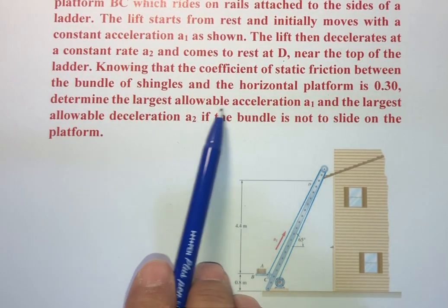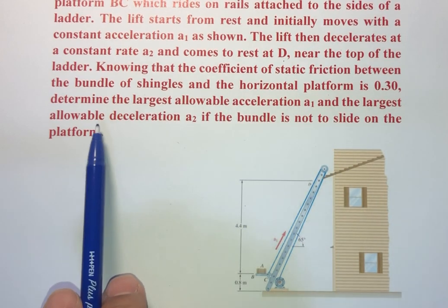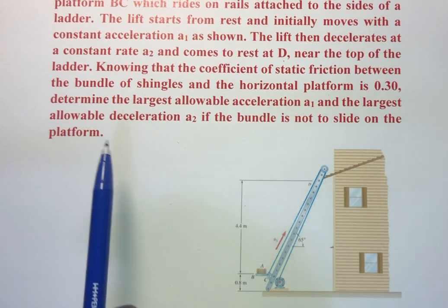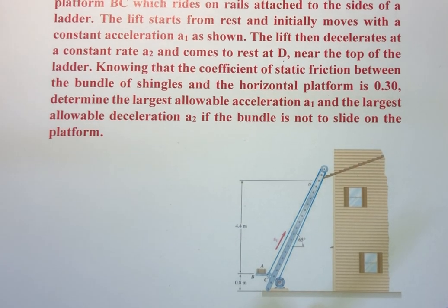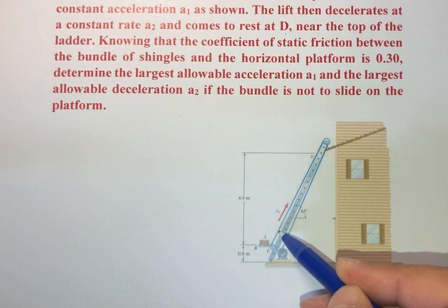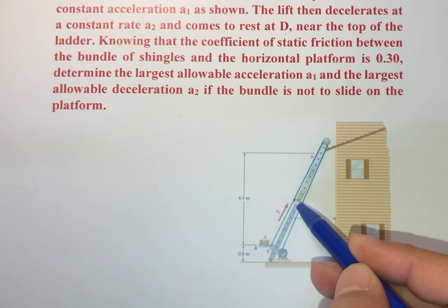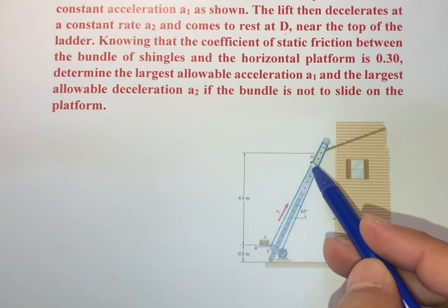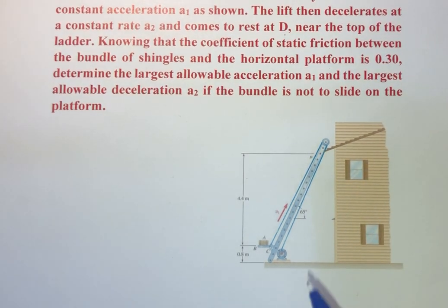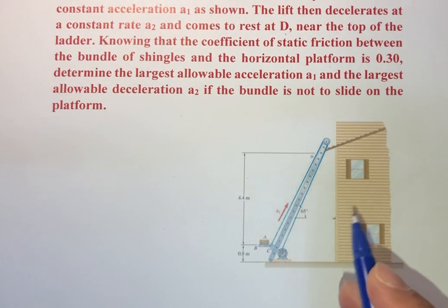determine the largest allowable acceleration A1 and the largest allowable deceleration A2 if the bundle is not to slide on the platform. So this BC is the platform and A are the shingles, and this lift is traveling upward with the acceleration of A1 initially, and finally it decelerates and stops at point D, and the angle is given as 65 degrees.